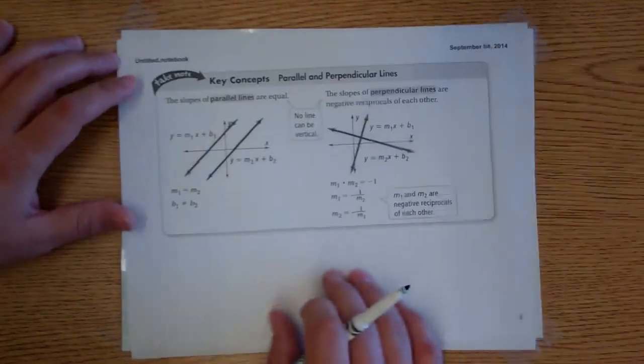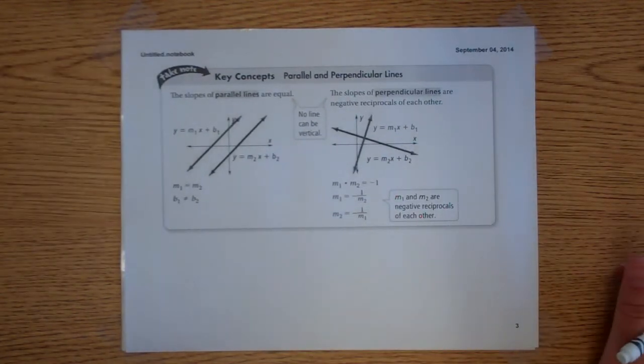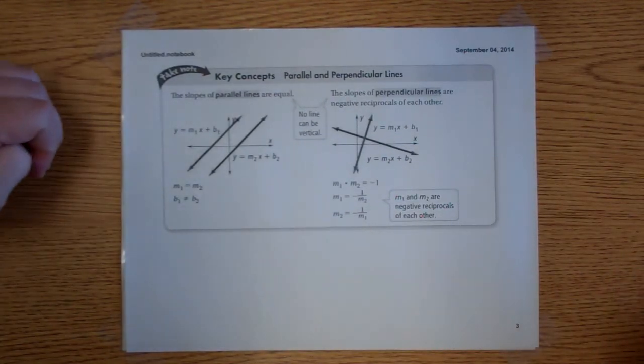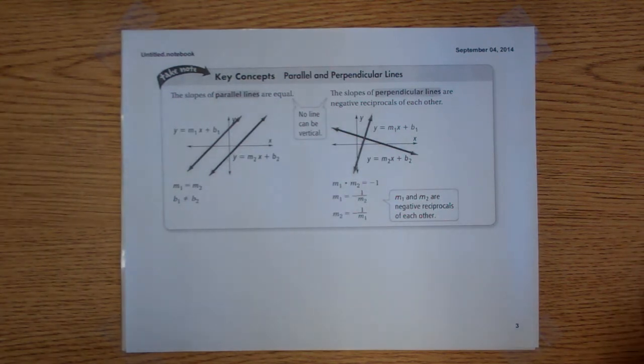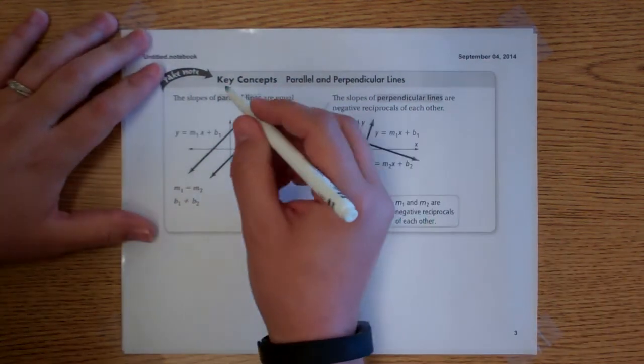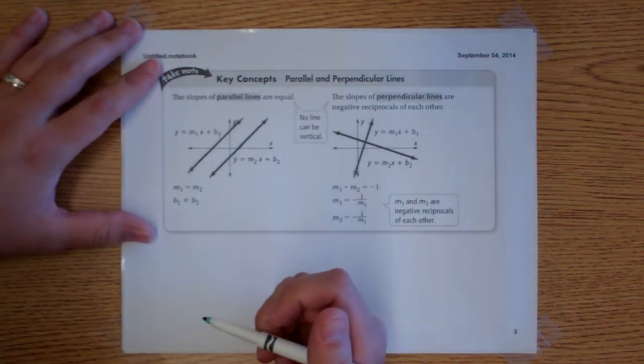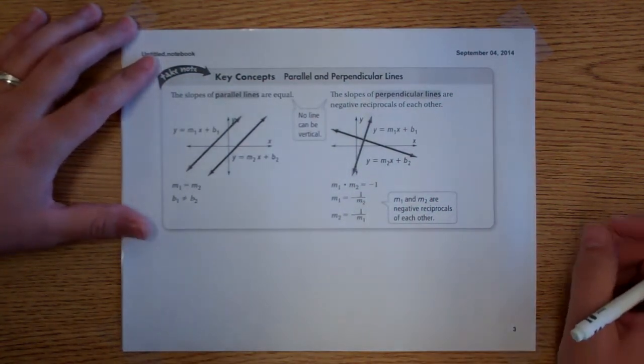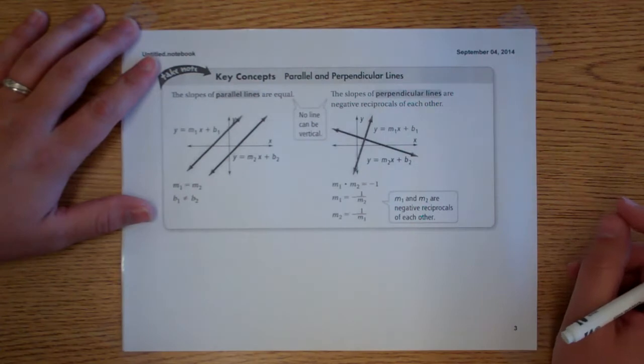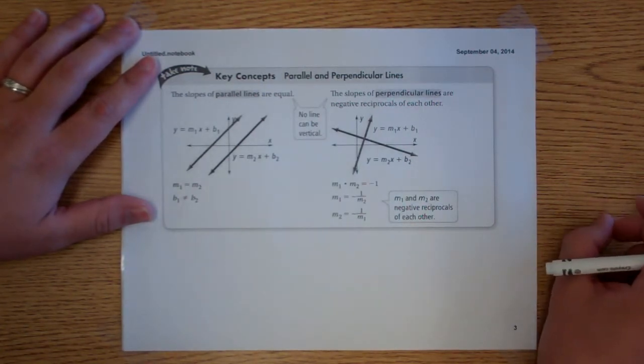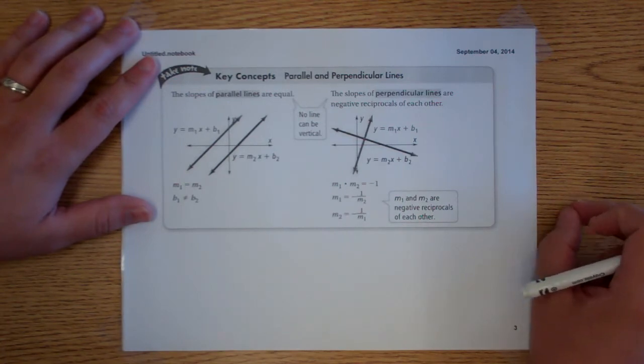Now, let's go over parallel and perpendicular lines. We went over this last year in geometry, so we'll just do a refresher real quick. The slopes of parallel lines are equal. The only thing in your equations of parallel lines that's going to differ is your y-intercept. If your y-intercept is the same and your slope's the same, then you have the same line.